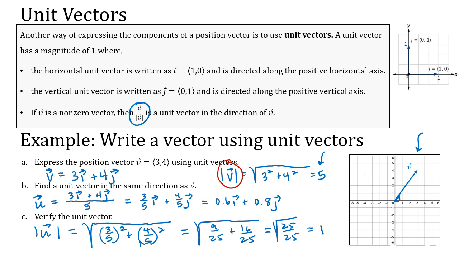So the fact that I just found a vector with a length of 1 verifies that I really have found a unit vector. So, how many of these unit vectors could fit on the original vector v? Well, remember that the original vector v had a magnitude of 5. So I would expect that there are 1, 2, 3, 4, and 5 unit vectors that could fit on this original vector, and sure enough, they do.